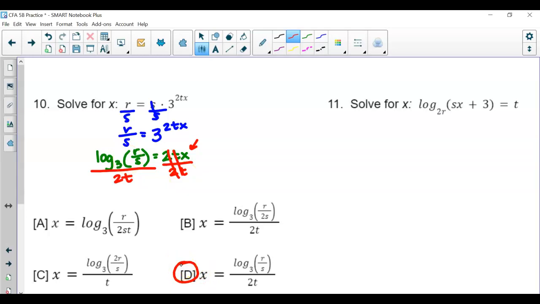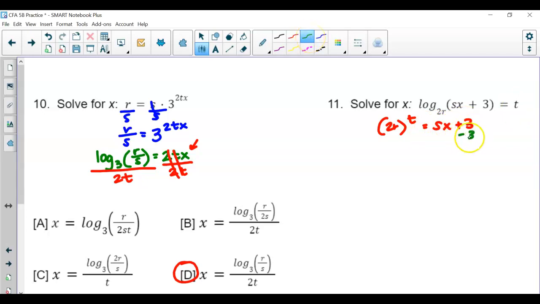Then in question 11, same thing. We're solving for x, but we're now given a log, so we're going to go the other direction. Now the log is by itself, so we can write this as an exponential. My base is 2r, so 2r being raised to the t power. Remember, your equation is always equal to the exponent, which is equal to s times x plus 3. And again, we're solving for x.